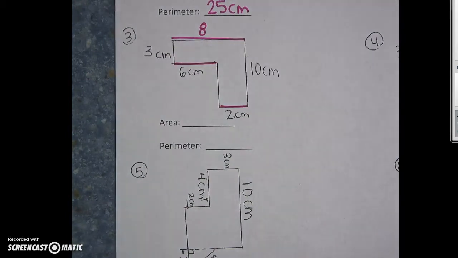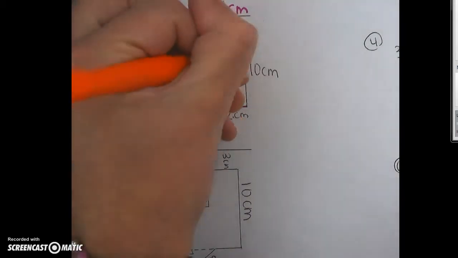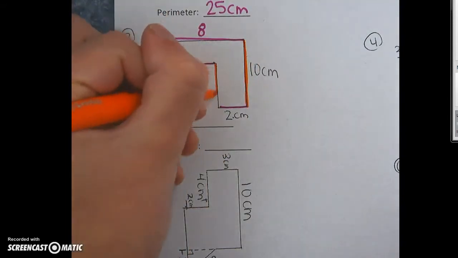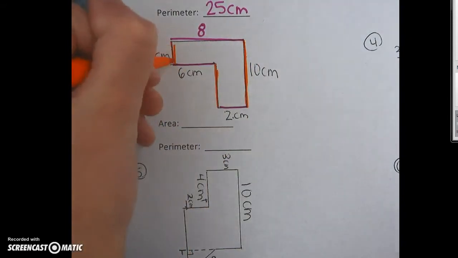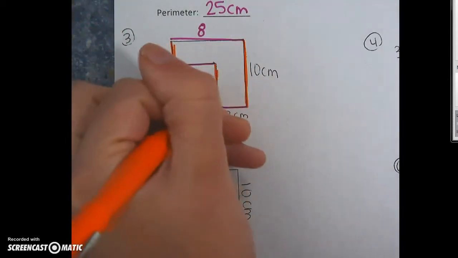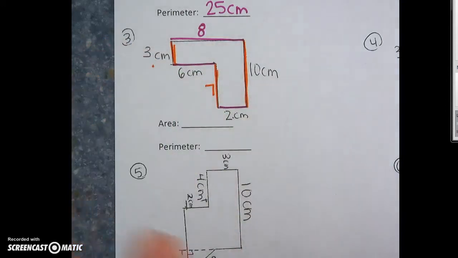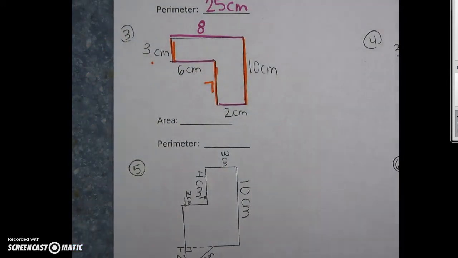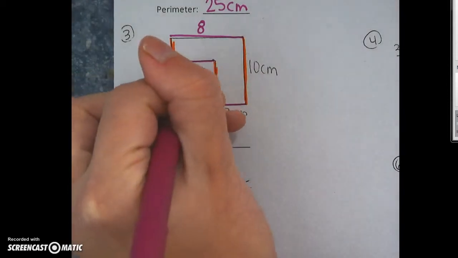Then I have one more missing side to find. I know this whole side here going this way is 10. And I know that when I add this piece plus this piece, it needs to give me 10. So since this is 3, this has to be 7 because 7 plus 3 is what's going to give me 10. Now I'm going to break this up into 2 rectangles.